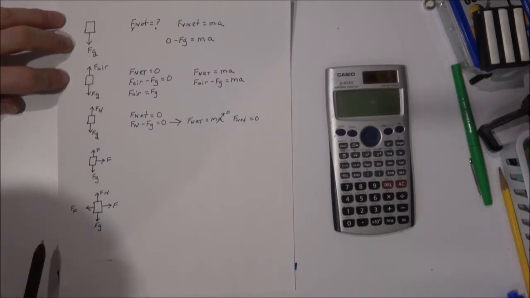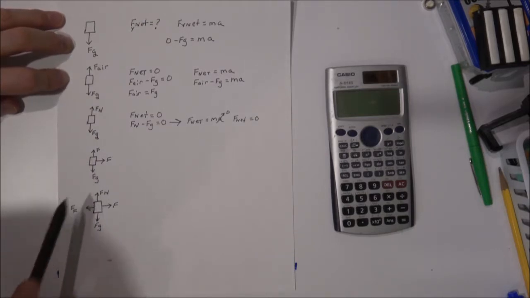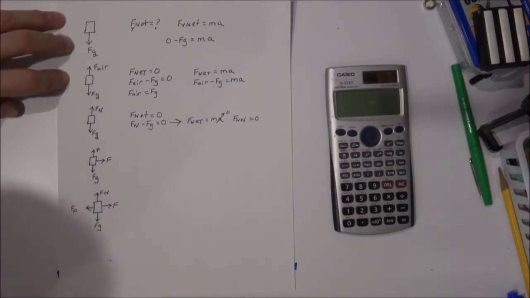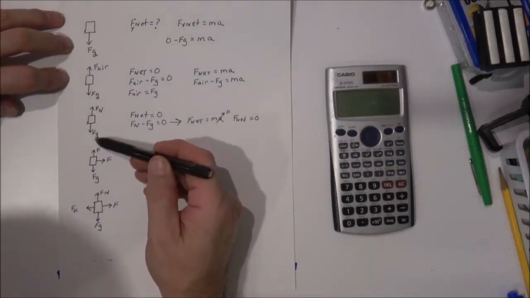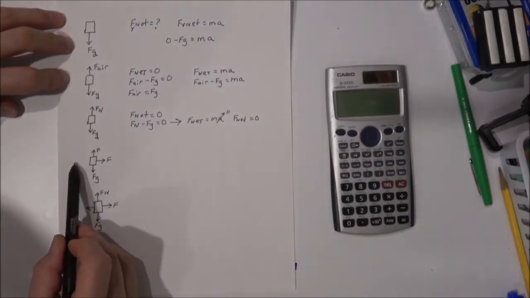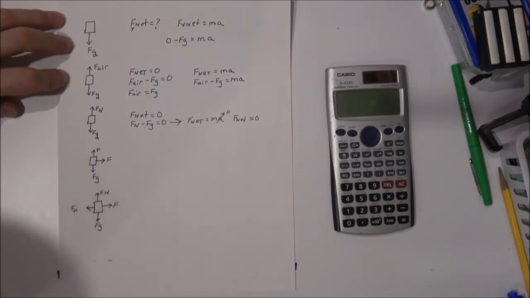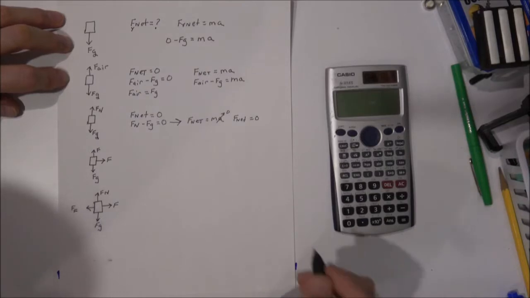In the next example, we're going to show the cart on the ramp, but we have a force pulling it to the right. We can see that the forces aren't balanced. So it's obvious that the net force in the y direction is 0, but the net force in the horizontal direction is going to be mass times acceleration. So let's take a look at this problem.